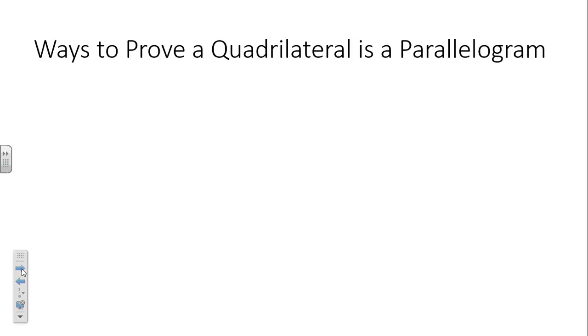Okay, here it comes. So if I want to prove that a quadrilateral is a parallelogram, I either need to find out that we have 2 pairs of parallel sides, right? Which we just talked about. That's the definition of a parallelogram.